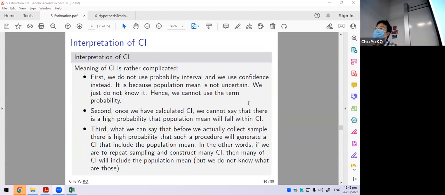So I would like to draw your attention to how to interpret a confidence interval. Just to remind you, we said a confidence interval is one where we have high probability that the interval will include the mean, right? But the problem is once we have calculated the interval, we cannot use probability. Once we're done, we cannot say probability.